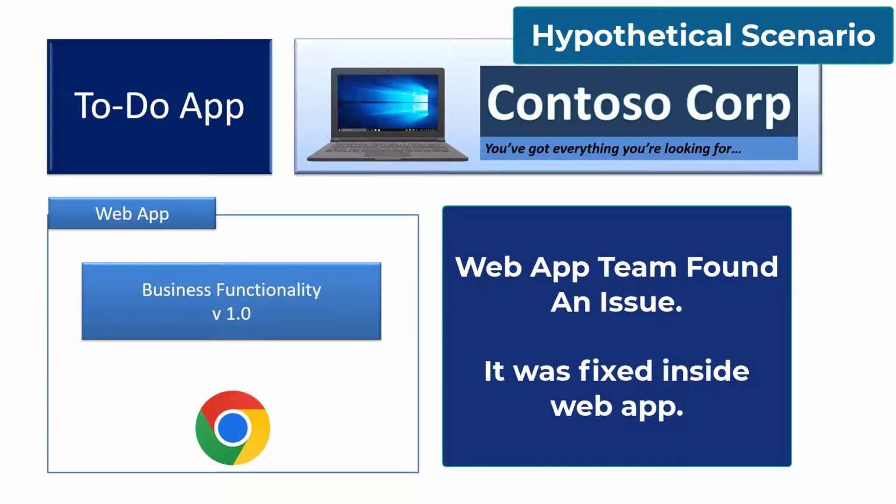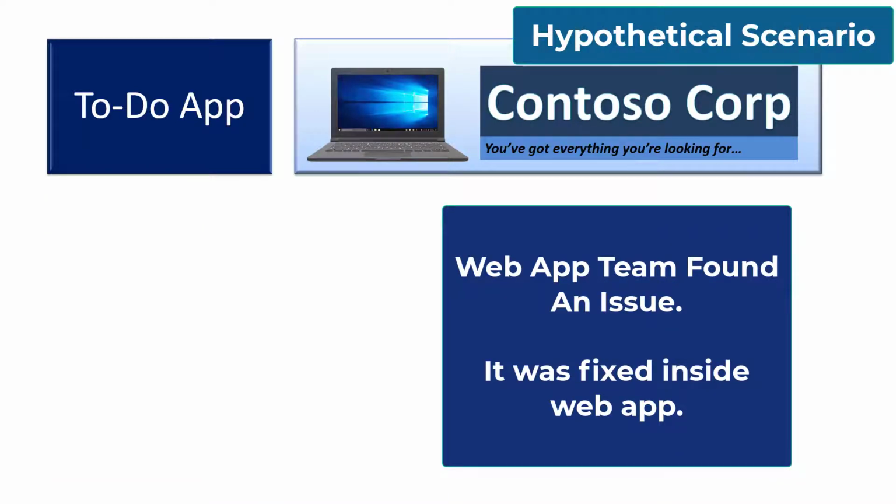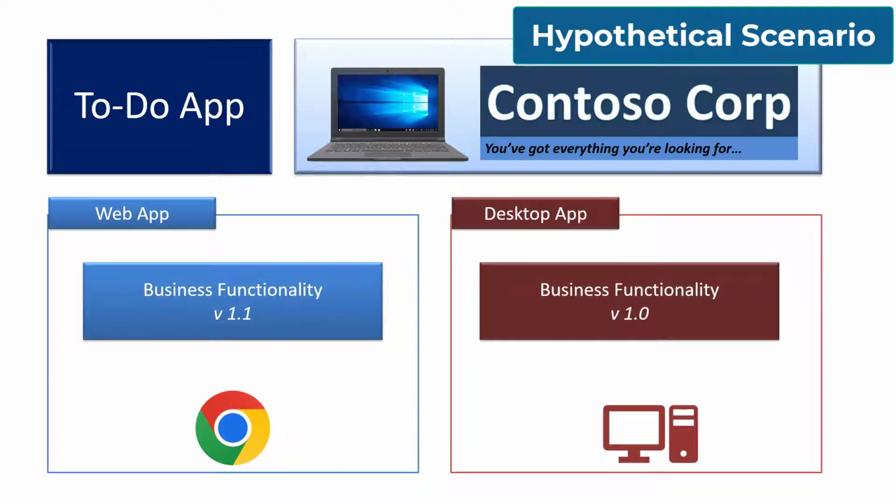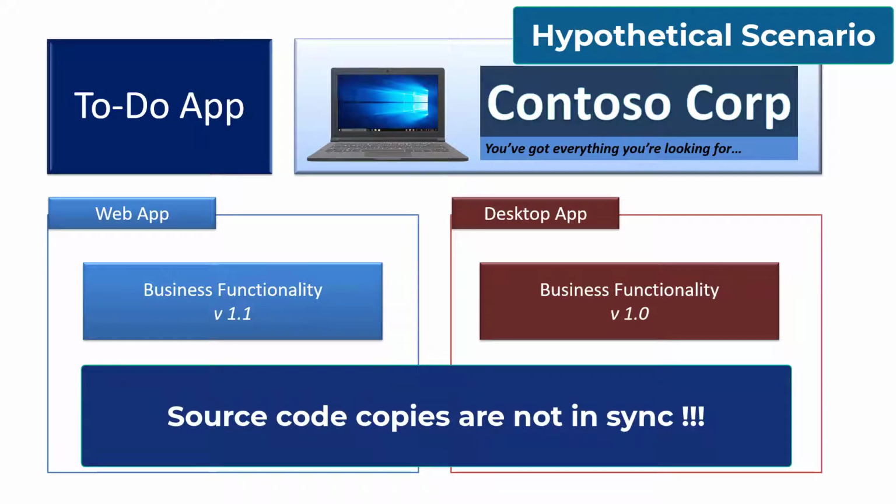So they fixed the issue in the web application project. But the desktop application team was not aware. So what happened? There are now two different versions of the same business functionality. There is one version in the desktop application which has the issue, and there is another version in the web application where the issue is already fixed.